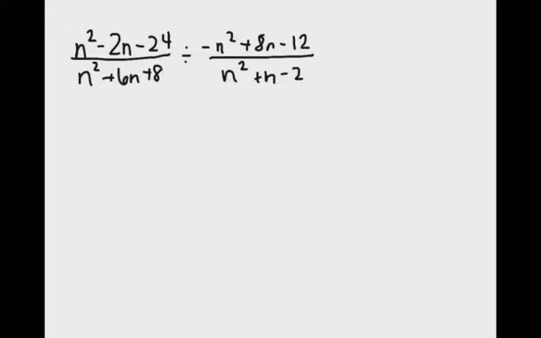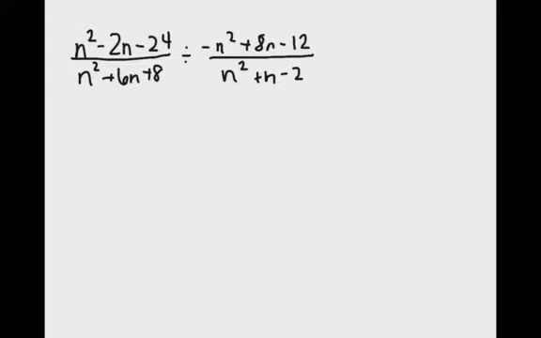Alright, let's look at another example. Here we have n squared minus 2n minus 24 over n squared plus 6n plus 8 divided by negative n squared plus 8n minus 12 over n squared plus n minus 2. And as soon as we see that division sign, we immediately think multiply by the reciprocal.